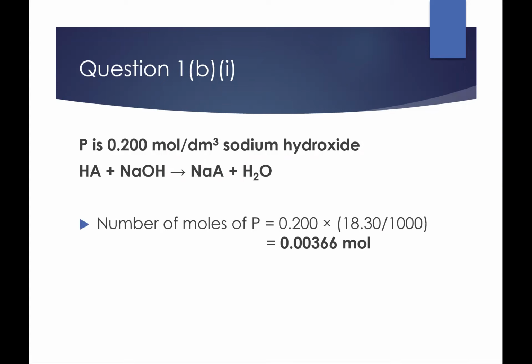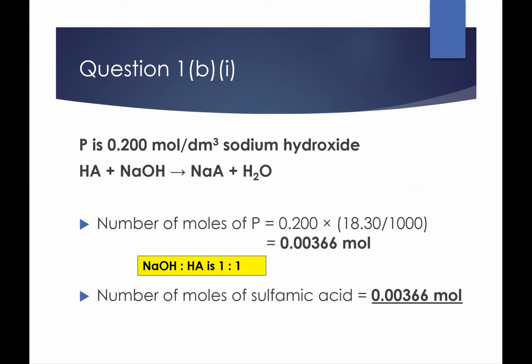So the calculation continues, you use your previous value, which is the 18.30 cm cube, to calculate the number of moles of P, which is your sodium hydroxide. Then, based on the mole ratio, which is 1:1, you realize that the number of moles in the 25 cm cube of Q will be exactly the same, which is 0.00366. So this will be the answer for B part 1.